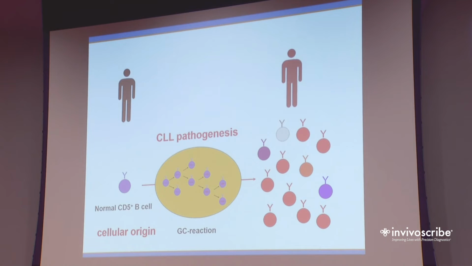So, adding up to our scheme, we have the cellular origin, the normal CD5 positive cell, and for CLL pathogenesis, already very early, we very likely need the epigenetic reprogramming in a germinal center reaction to get to a CLL.